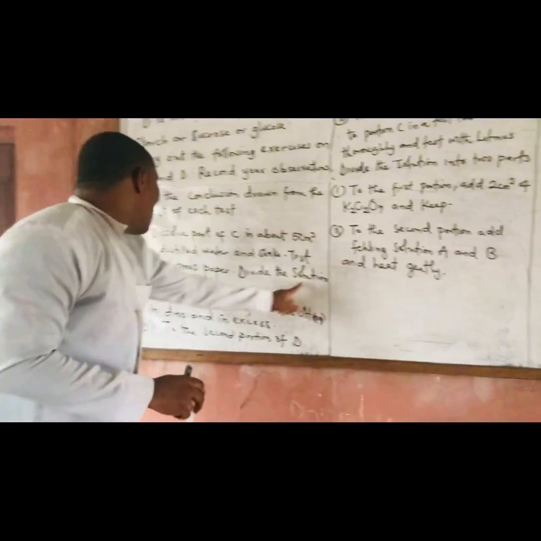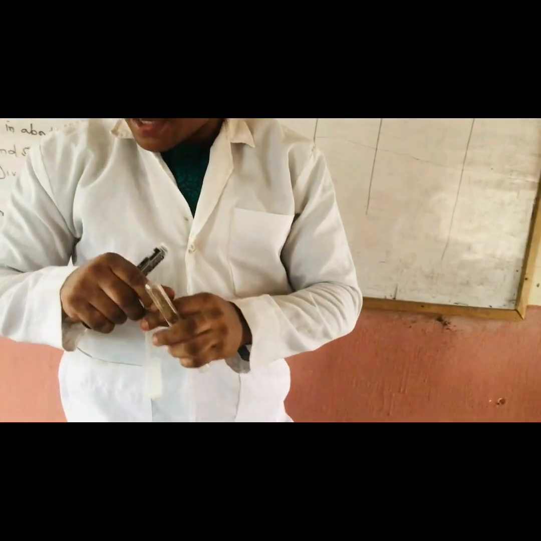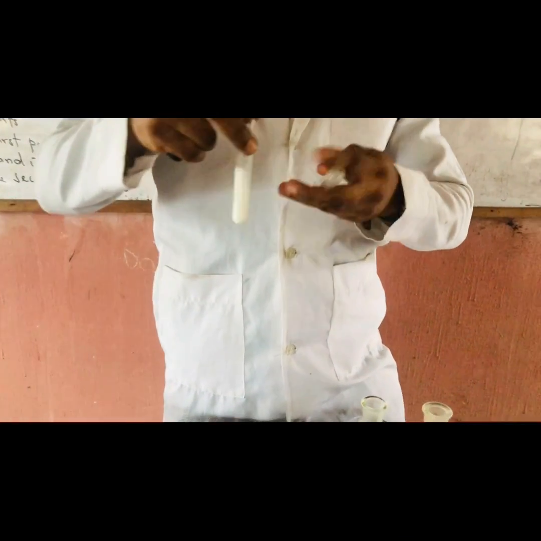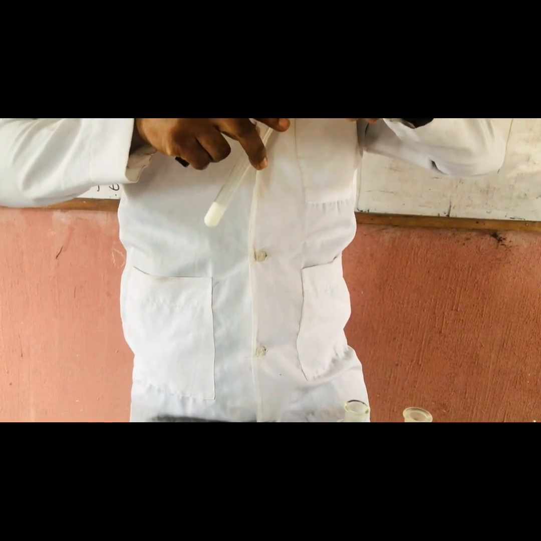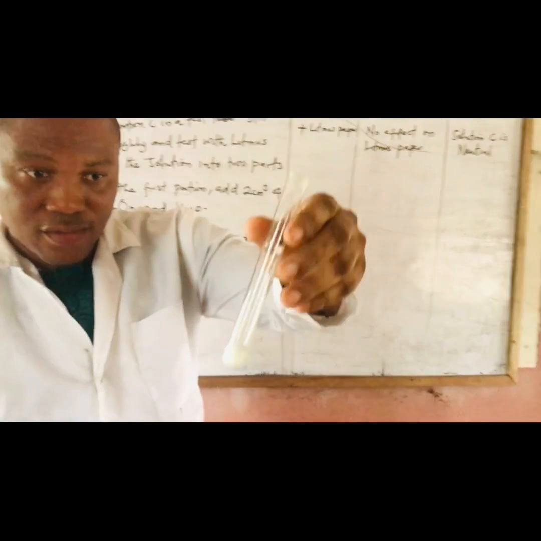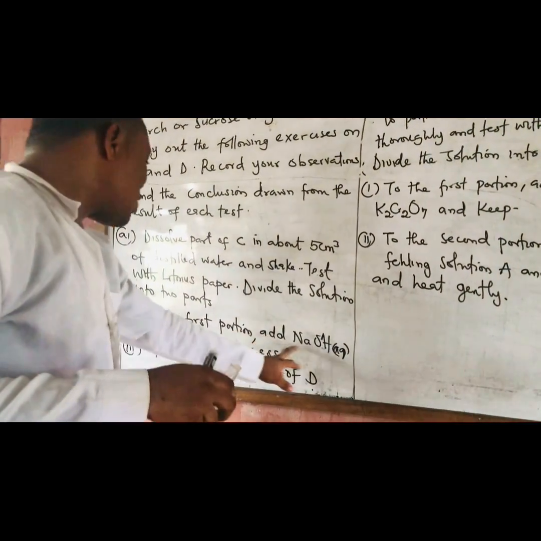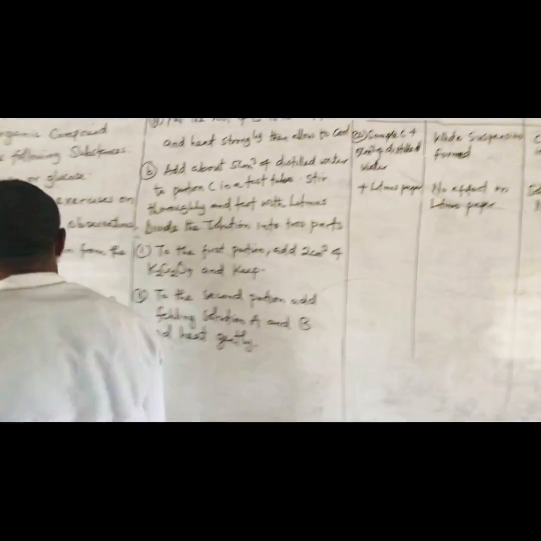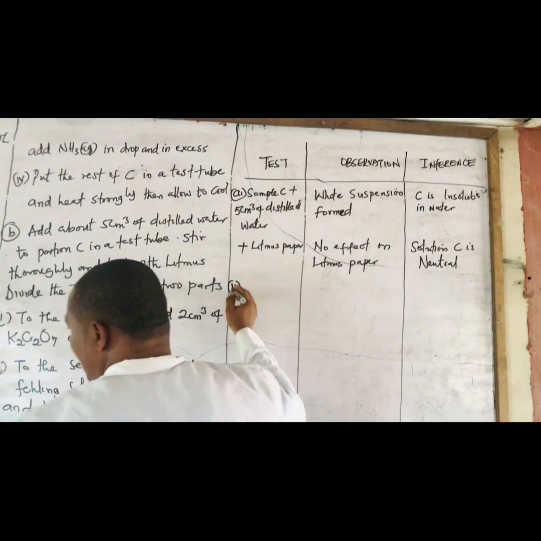Let's divide the solution into 2 parts. So I'm dividing this solution now into 2 parts. Let me shake. So let me divide into the first part. So this is the first portion now. To the first portion, add sodium hydroxide in drops and in excess. So the numbering, very important, I've told you. So this is Roman figure 2 now.